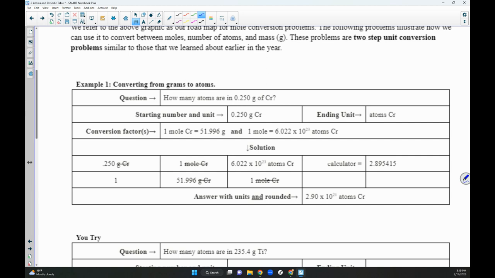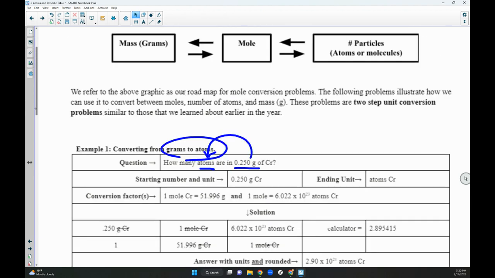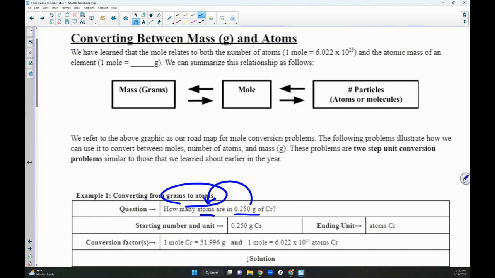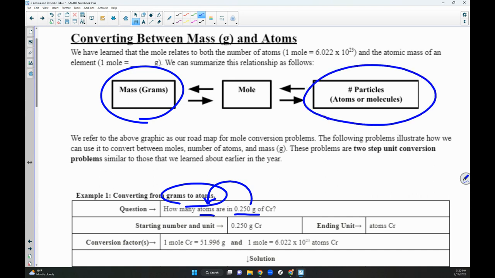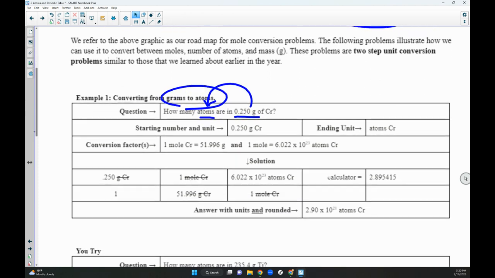And as it says, we're going to convert from grams to atoms. So the question says, how many atoms are in 2.50 grams of chromium? So we're going from grams to atoms. If I go back up to my roadmap, we're going to begin over here, and in 2 steps, we're going to convert to a number of atoms. So it's going to look like this, 1 and 2. It's helpful to have kind of a map of where you're starting and where you're going in your head.